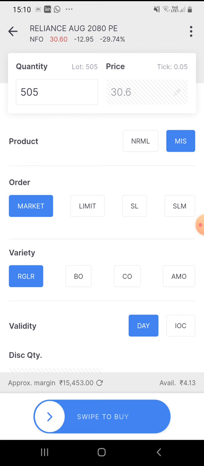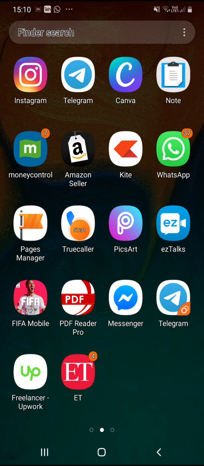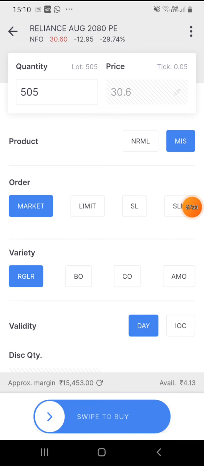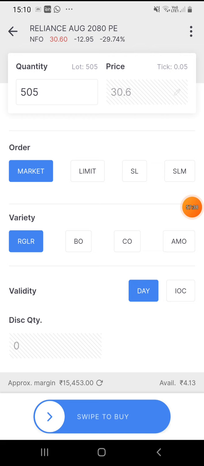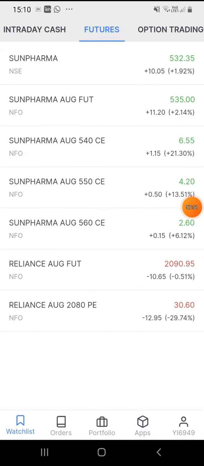So the investment is 30.60 into 505, which means the investment is 15,453. You can see that, no need to calculate. You can see in the downside approx margin, 15,453. So 15,453 you are investing, and as per our calculation, that is the point.